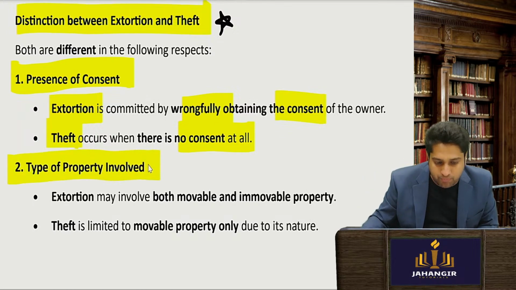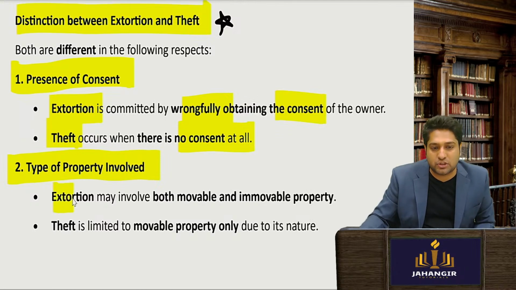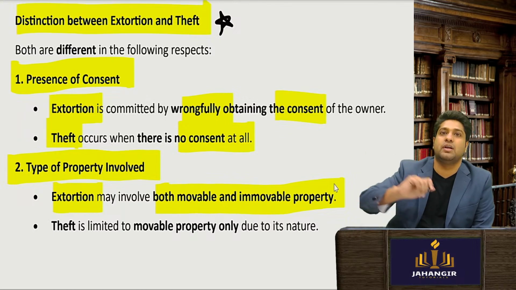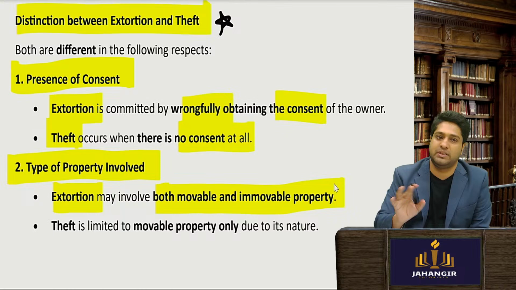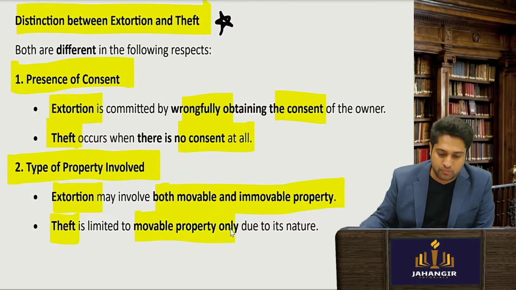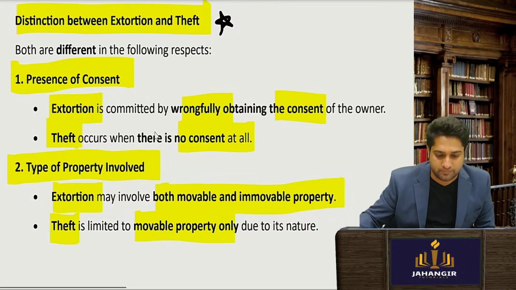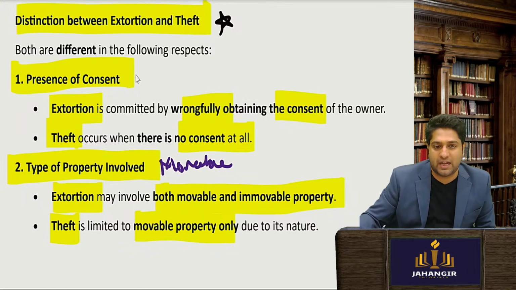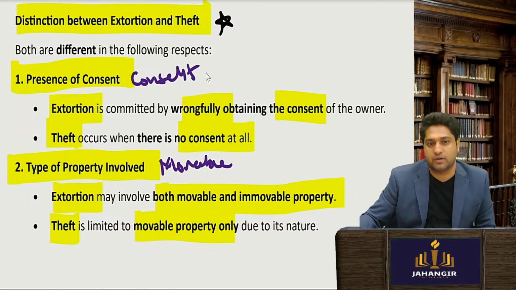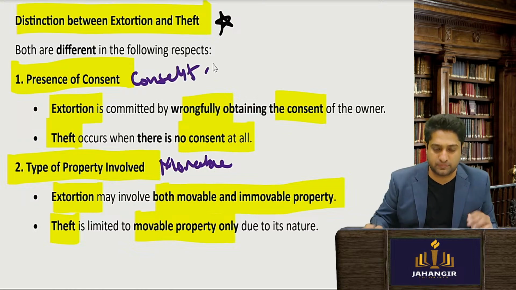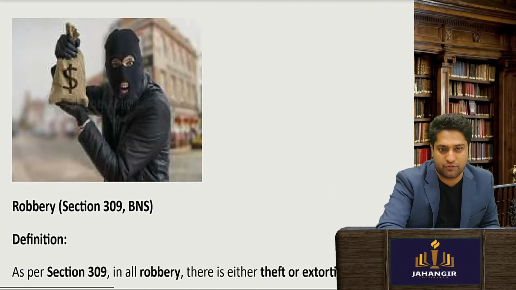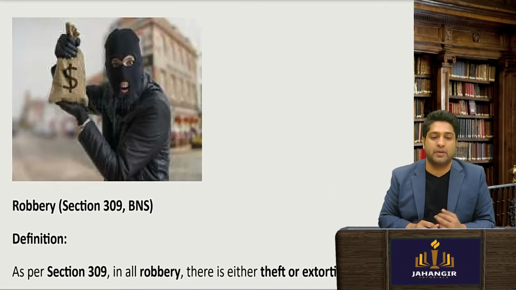As to the type of property involved, in extortion both movable and immovable property can be involved. I can make you sign, or tell you to deliver the property papers. Extortion could be there of that. Theft is only of movable property, and in extortion consent is also obtained. Clear? Now we see the next offense, which is called robbery.